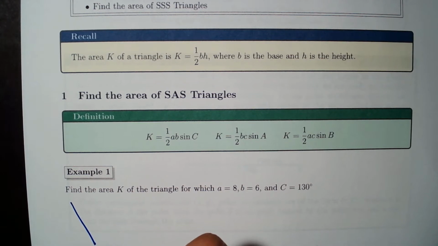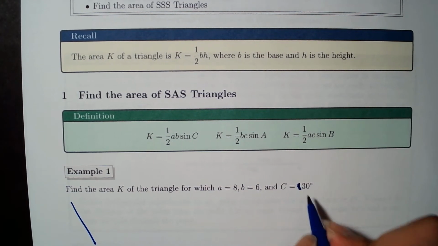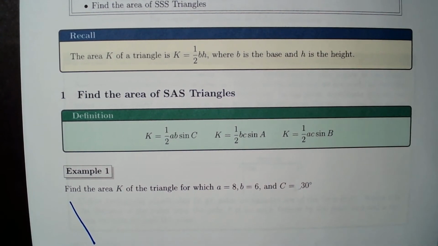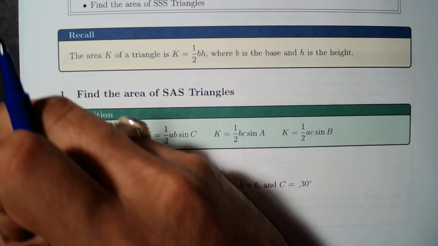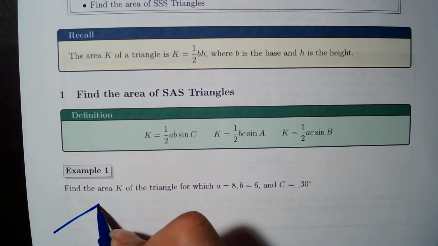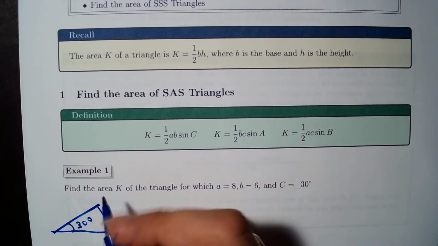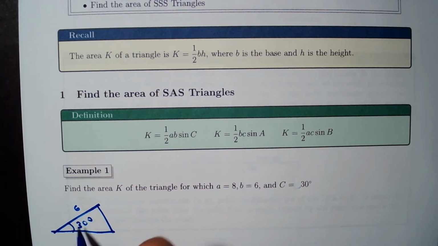Actually, there's a little typo. It's just 30 degrees, not 130 degrees. That's why I was a little bit confused. Okay, just 30 degrees. So essentially, we have a triangle with a 30 degree angle, and we're given the sides that are covering this angle, so 6 and 8.